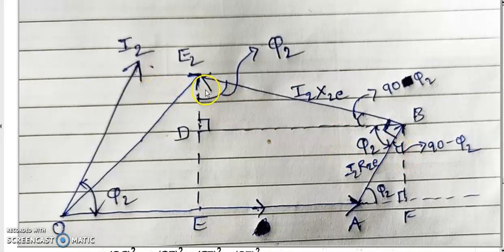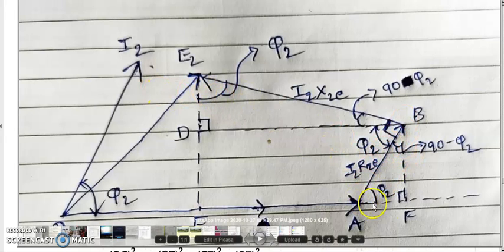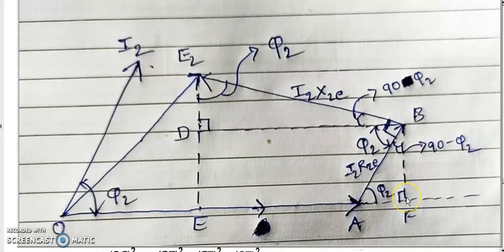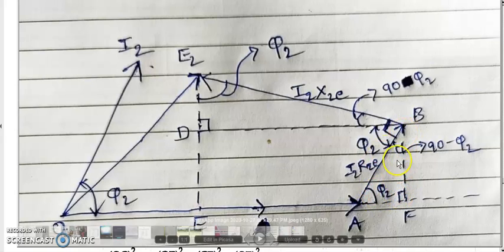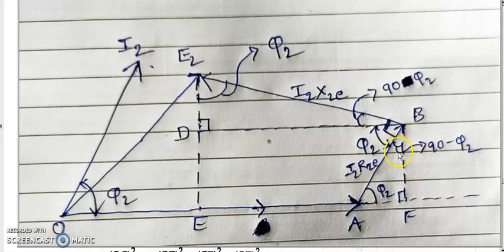to get the value of this phi 2, this angle. And again we know that for a triangle, the sum of the angles is equal to 180 degrees. So phi 2 plus 90. So the total angle is 180. So 180 minus phi 2 minus 90 means it will be 90 minus phi 2. So this angle is 90 minus phi 2. Okay, 90 minus phi 2.